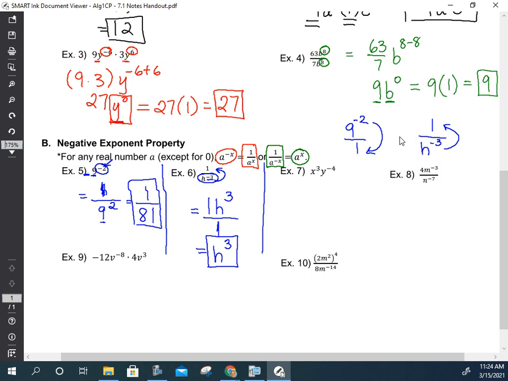All right. So let's make it a little bit more difficult. Example 7. You have x to the third and y to the negative 4. Which variable has the negative attached to it? You have two variables sitting there. Which one has a negative exponent?